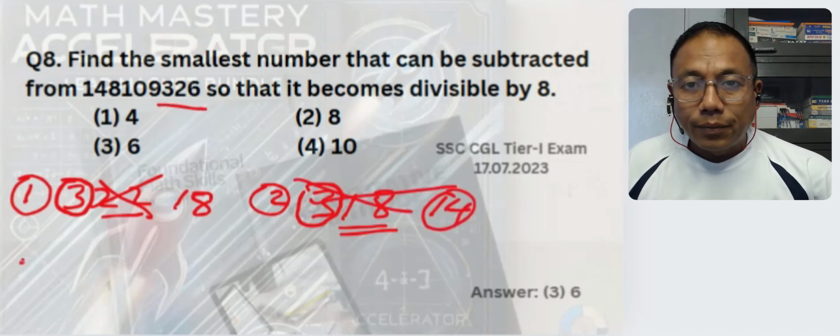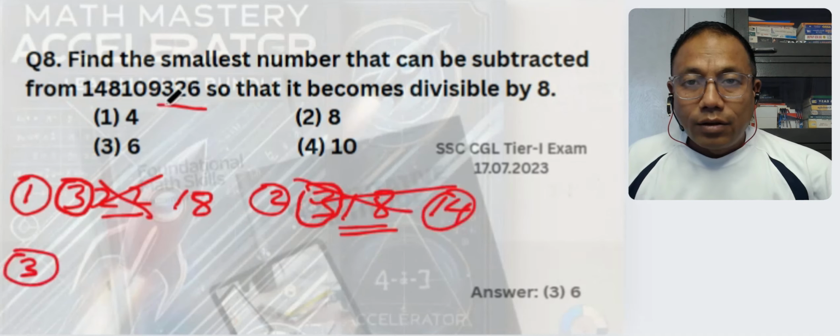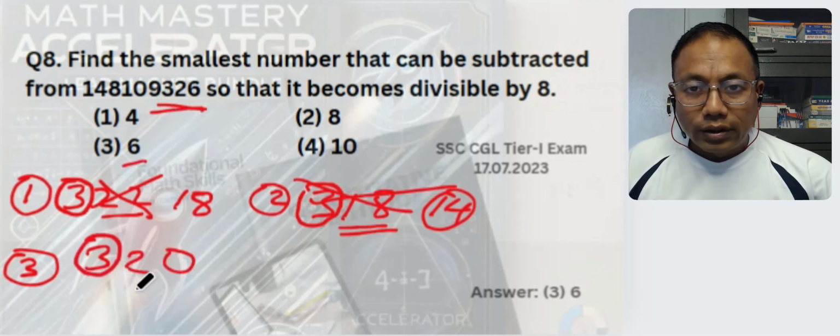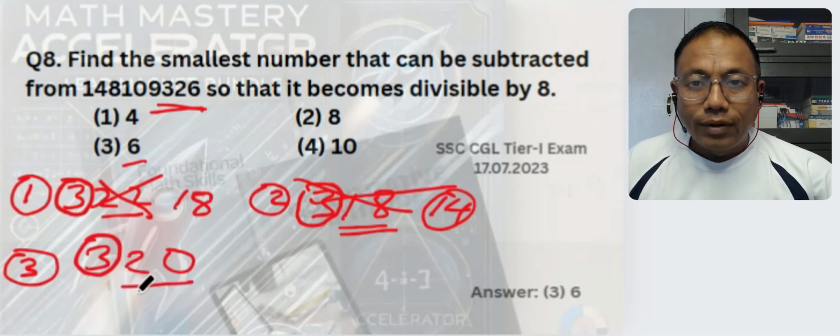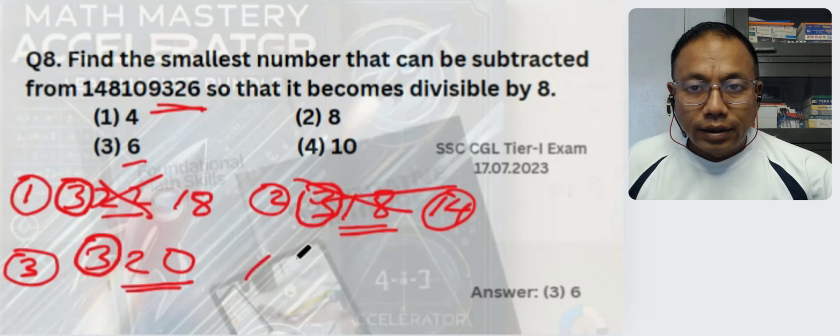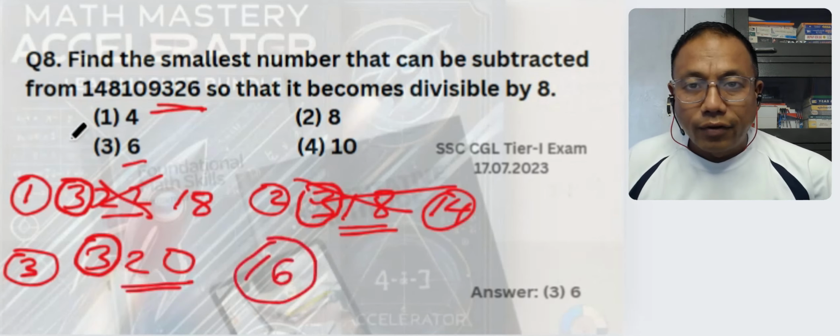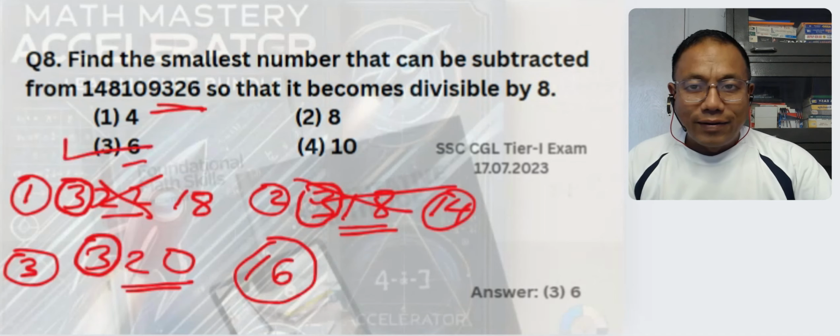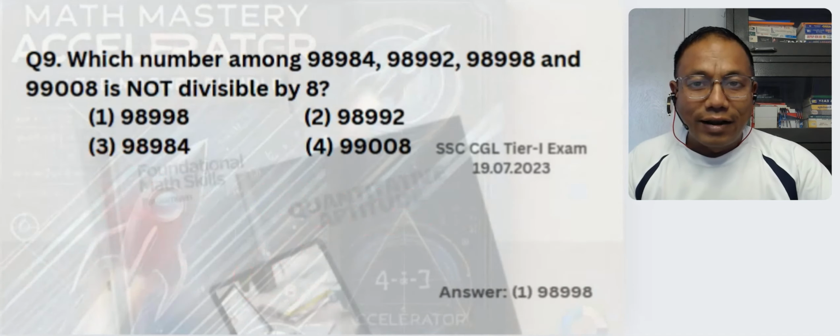Option 3. 326 minus 6 is 320. Since the hundreds place is odd, subtract 4 from the last two digits. 20 minus 4 is 16, which is divisible by 8. 8 2s are 16. Therefore, option 3 is the right answer. Can you understand? All right, let's move ahead.